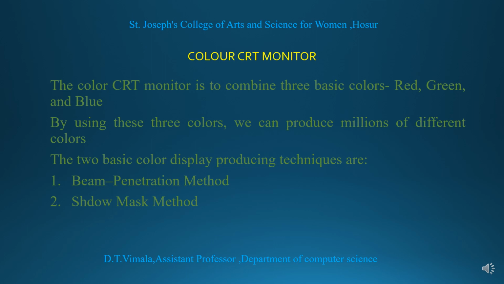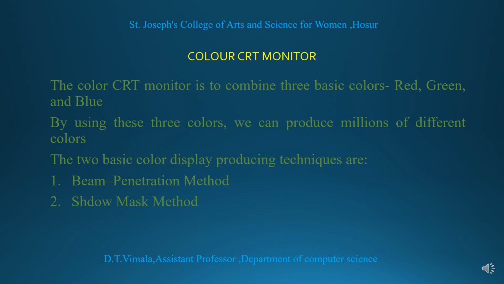So nowadays we are using the color TV and the color monitor, that is a color CRT monitor. The color CRT monitor is a combination of three colors, that is RGB, known as red, green and blue. By using these three colors, we can produce millions of different colors.